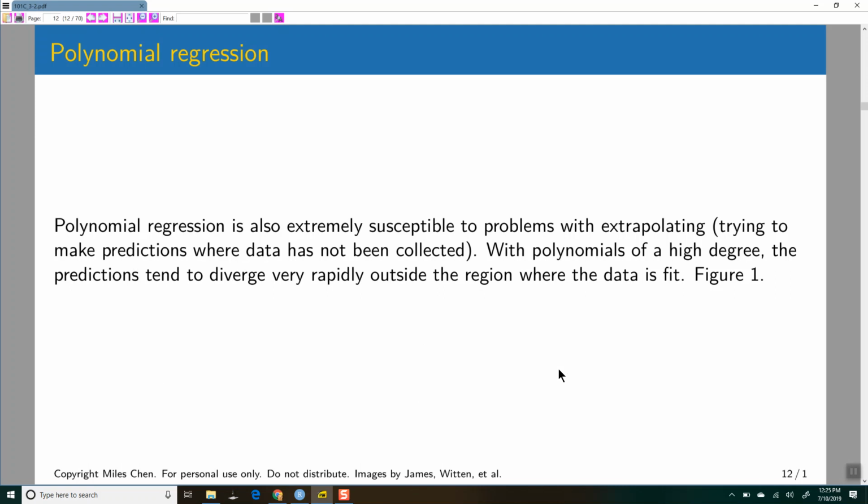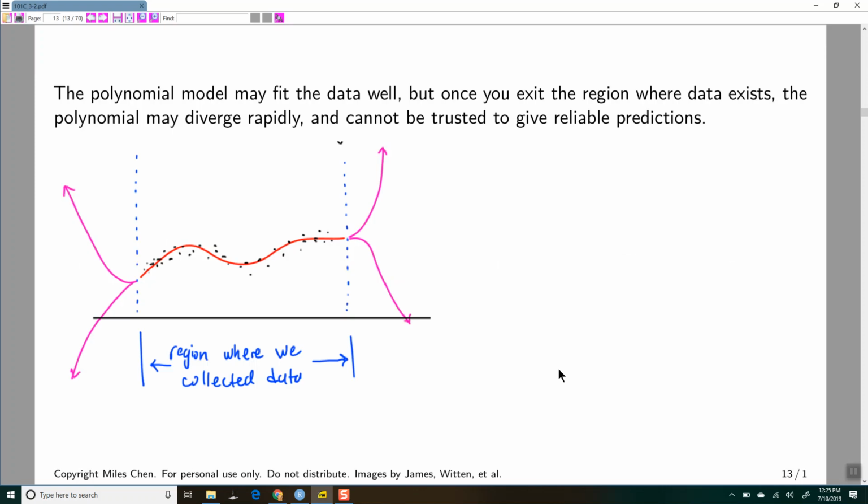Polynomial regression, an issue with that is extrapolation, right? If you have a polynomial of a high degree, they tend to just shoot off very rapidly, okay? Especially outside of the region where it is fit. So you might have collected data inside this region, and with the polynomial fit, you get something that fits your data quite nicely, okay? But outside of this region, it's going to rapidly take off. It can accelerate up or down, okay?